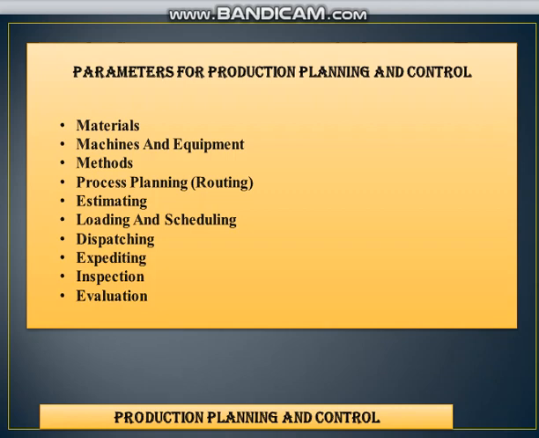Next, evaluation. Finally, efficiency of the product should be evaluated. According to feedback, this evaluation should be planned for the next process. So these are the various parameters for functioning of production planning and control.